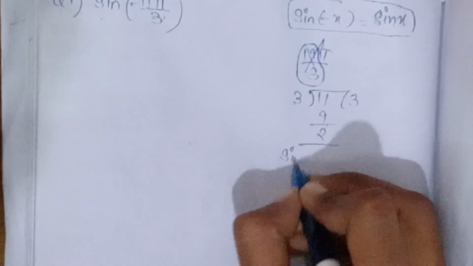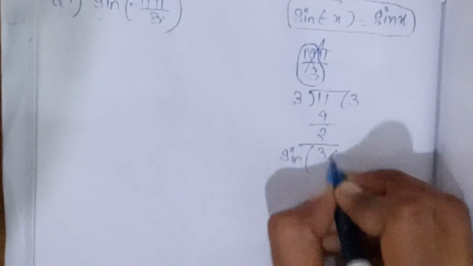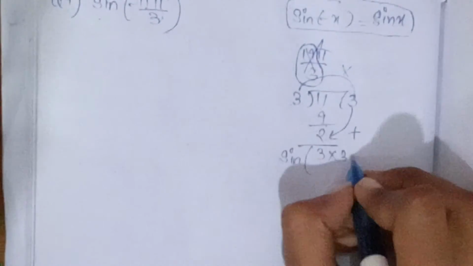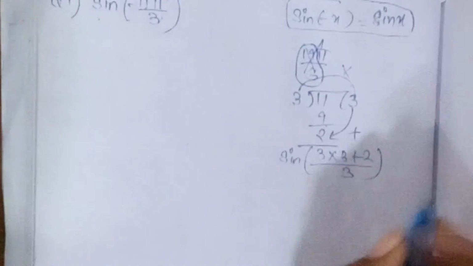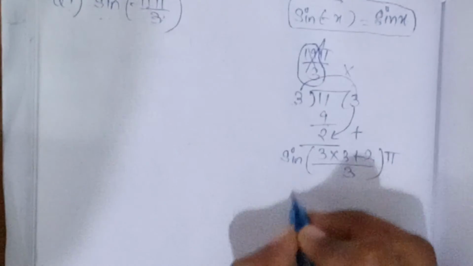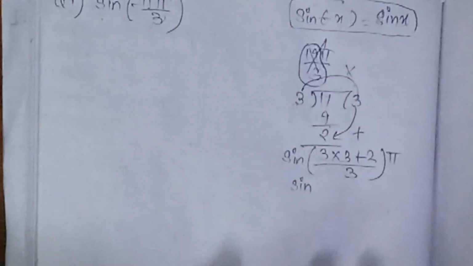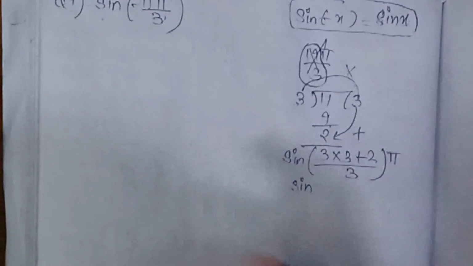See, sine, 3 into 3, you have to multiply this and do adding. Okay, plus 2 by 3 in the same question by pi. You have to check in the rough what will happen if you use this, what will happen if you use this. You have to do like that. That is only the max.